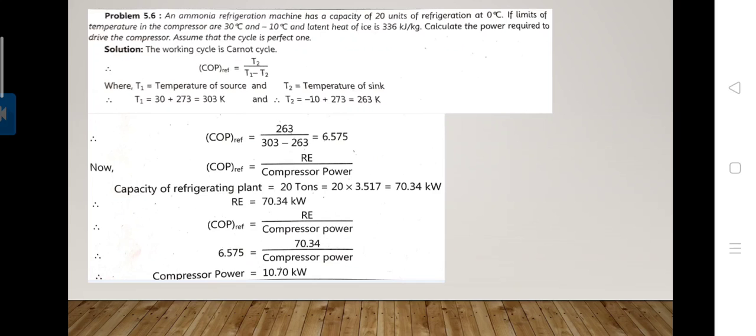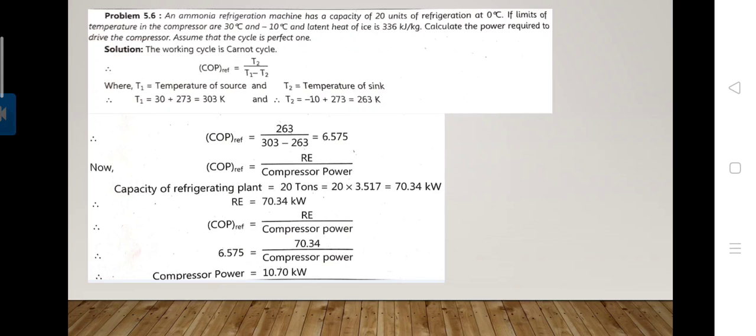First we have to calculate the COP. Again we use the formula COP is T2 divided by T1 minus T2, where T1 is the temperature of the source and T2 is the temperature of the sink. T1 is given as 30 degree centigrade and T2 is minus 10 degree centigrade. We convert both into Kelvin by adding 273, so T1 is equal to 303 Kelvin and T2 is equal to 263 Kelvin. By putting these values in the formula, we get the COP of refrigeration as 6.575.